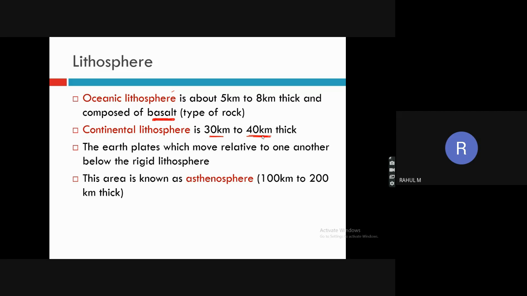Okay, and you might be familiar with the fact that the earth plates actually move, right?